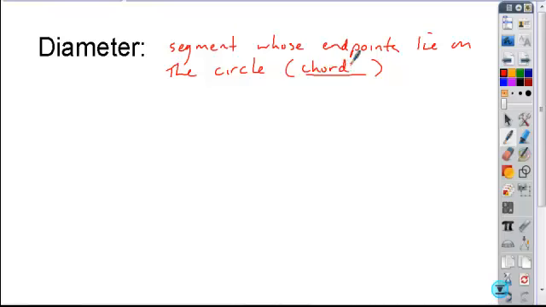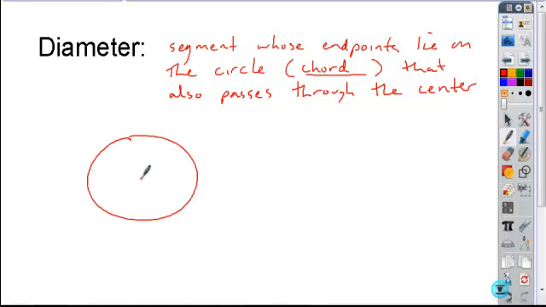So a diameter is just a chord that passes through the center of a circle. It's a segment whose endpoints lie on the circle that also passes through the center. The other thing that a diameter does is take a circle and cut it into 2 halves.